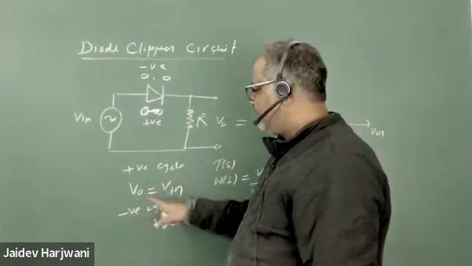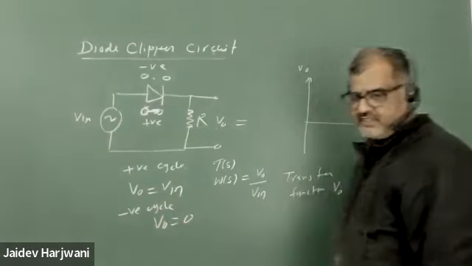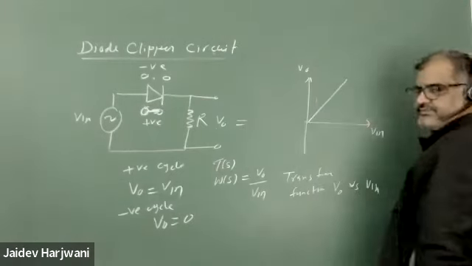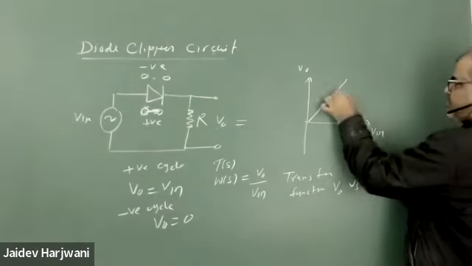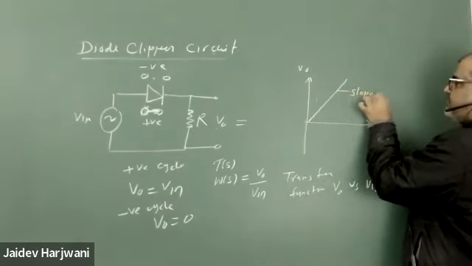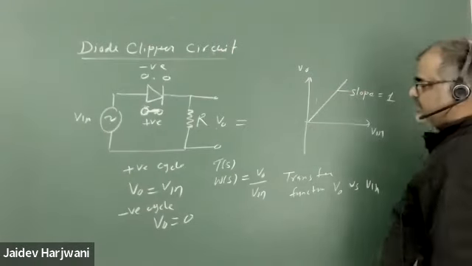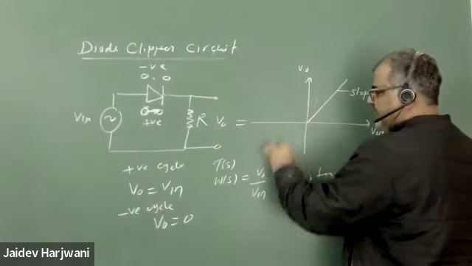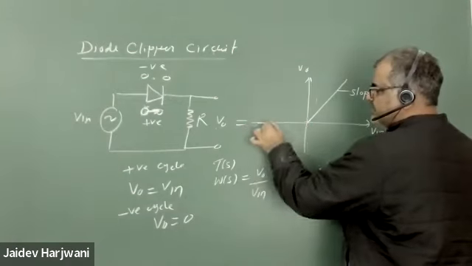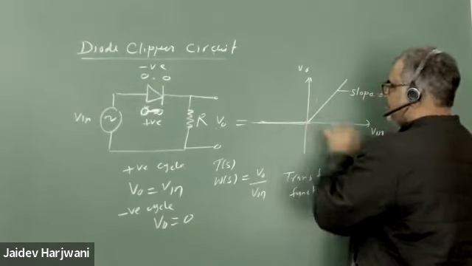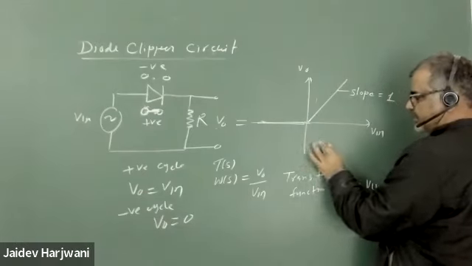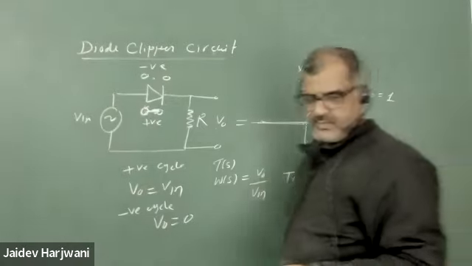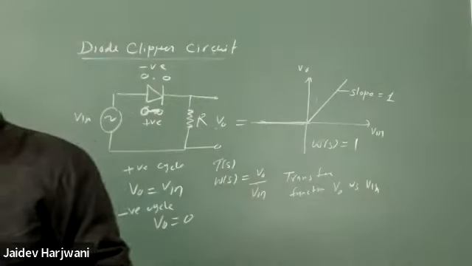Whenever it is positive, V naught will be equal to V input, isn't it? So in the positive cycle, I will always get a straight line with a slope equal to 1, because V naught equals V1, that is at a 45-degree angle. Similarly, whenever I go to the negative side, what will happen? I will not get any voltage, so this will be your 0. So my transfer function value W(s) is 1 for this particular circuit.